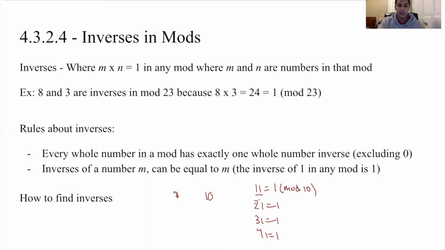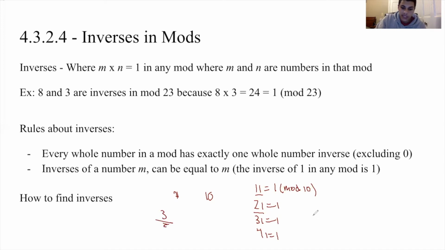So let's start with 11. Does any whole number multiplied by 7 equal 11? If you find that the answer is no, which it is in this case, because 7 times no whole number will get you to 11, then you move on to the next number. So 21 is the next number because it simplifies to 1 in mod 10. So if there's any number that multiplies by 7 to get you to 21, and there is, the answer is 3, then that will be the inverse of 7. So the inverse of 7 will be 3 in mod 10.